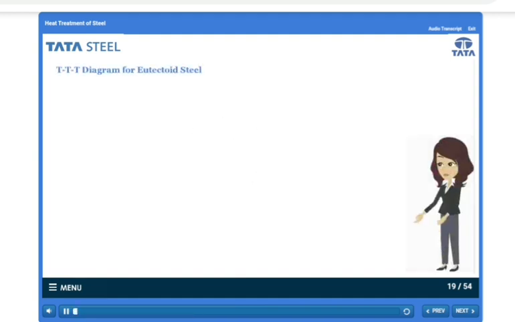So we have seen how the TTT diagram is useful in studying the kinetics of phase transformation. Now in this topic, we will see phase transformation kinetics of three compositions of steel.